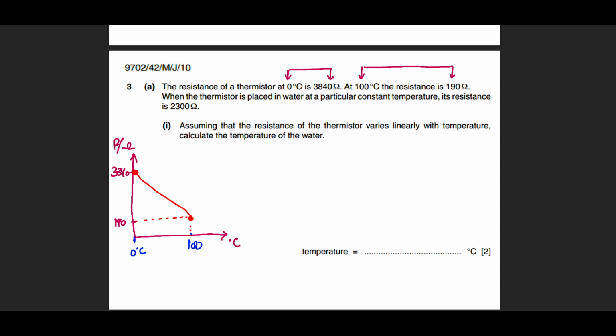First, you find out the gradient of the system, right? So the gradient would be change in y divided by change in x. So our y-axis is changing from 190 minus 3840, and of course, divided by 100 minus 0. So this comes out as minus 36.5. But look at the units. Be careful about the units. On the upper side, we're dealing with ohms, and on the lower side, the denominator, we're dealing with degrees centigrade, right? So the units will become ohms per degree centigrade, right? So we have the gradient of this equation.